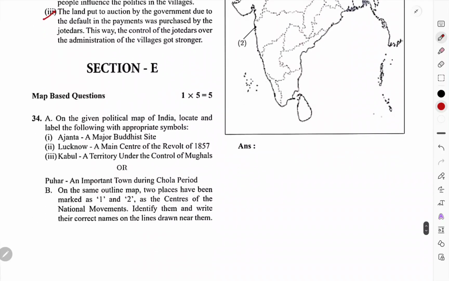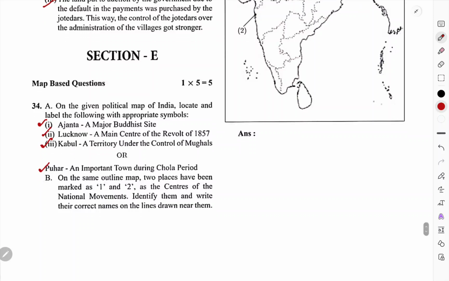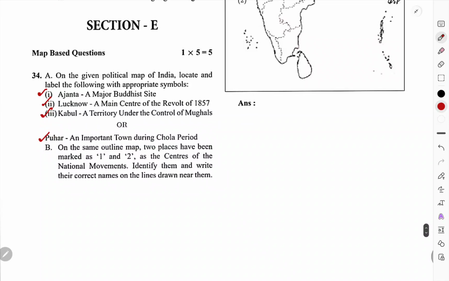Now we have come to section E. On the given political map of India, locate and label the following appropriate symbols. Ajanta, Lucknow, a main center of the revolt of 1857. Kabul, territory under the control of Mughals. Puhar, an important town during the Chola period. And 1 and 2, centers of the national movement. Identify them and write their correct names on the lines drawn near them.